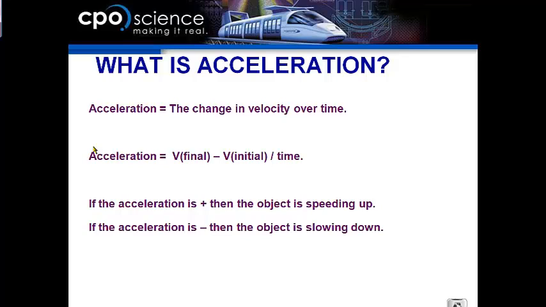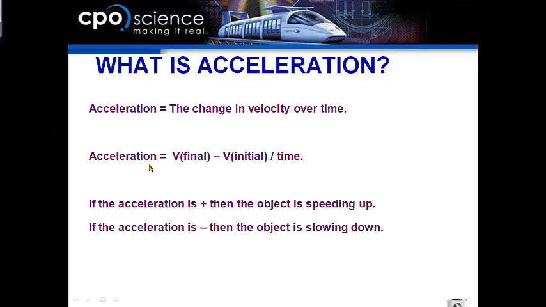Now, let's say I drive on the freeway for a while and I stay a constant speed. I go 65 miles per hour the whole time. And then I decide I'm going to get off the freeway. When I get off the freeway, I'm going to have to slow down to stop at the light at the end of the road. So I'm going to start slowing down. That's called negative acceleration. We also call it deceleration when I slow down. Okay? So acceleration is speeding up or slowing down.